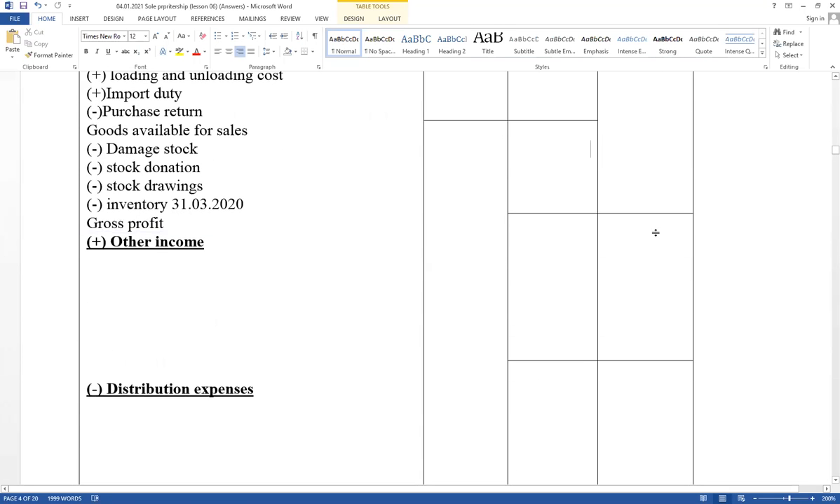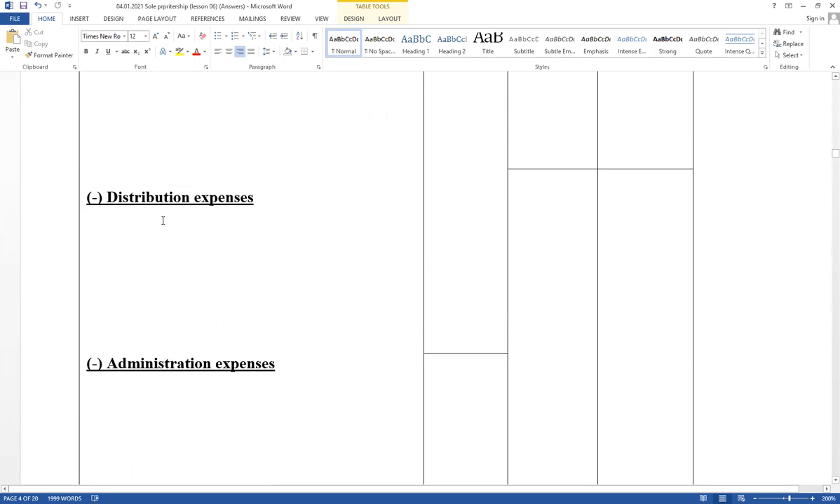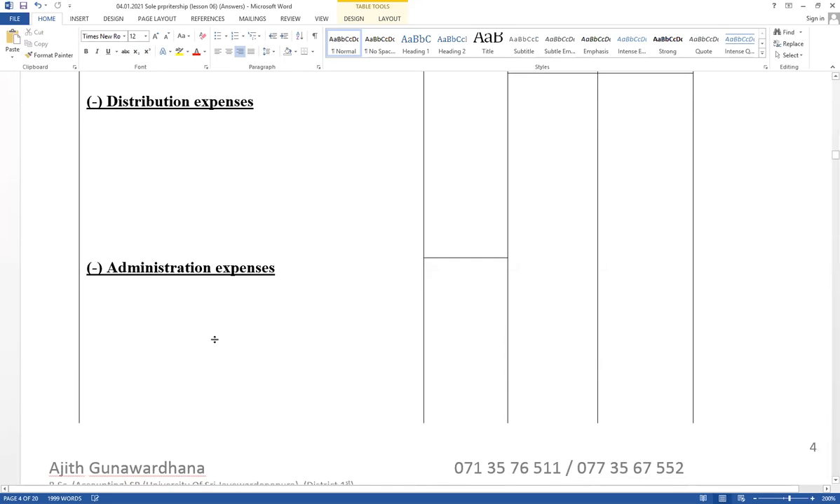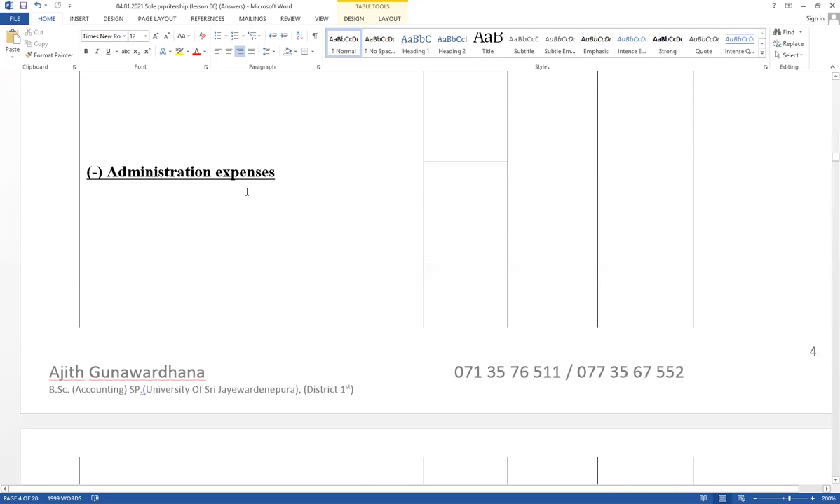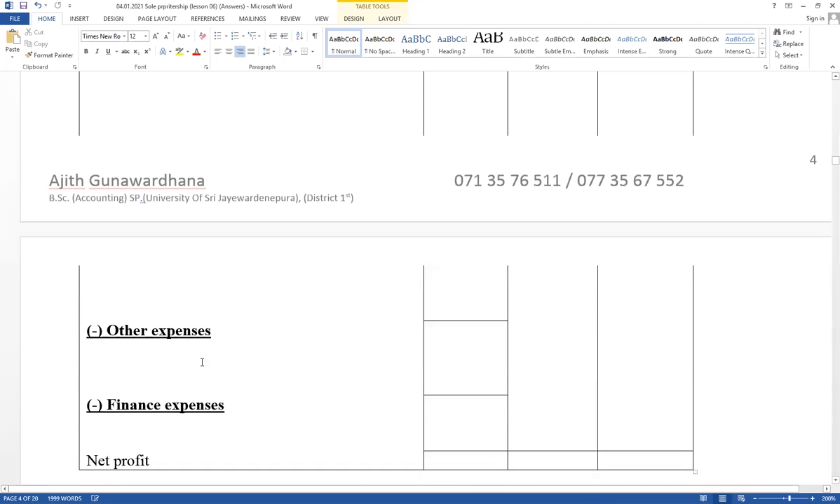Then gross profit can be calculated. After that, other income, the topic and space for that. If it has given interest income, rent income, dividend income, commission income, disposal profit, it should be included under income. Then distribution expense, write the topic and space. Before answering the question, you have to prepare like this format. And administration expense also, write the topic and space for expense. Then other expense also the same way. Write the topic, then space. And finance expense. First, prepare the format like that.